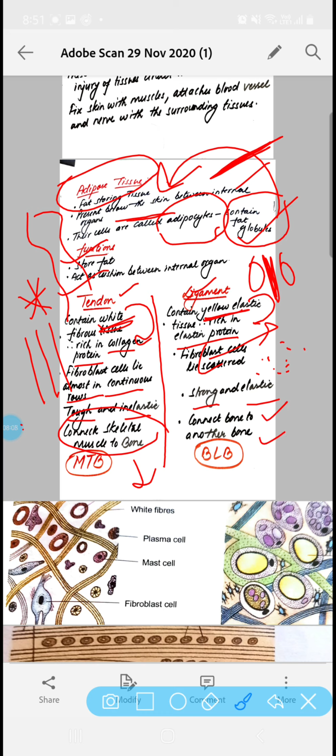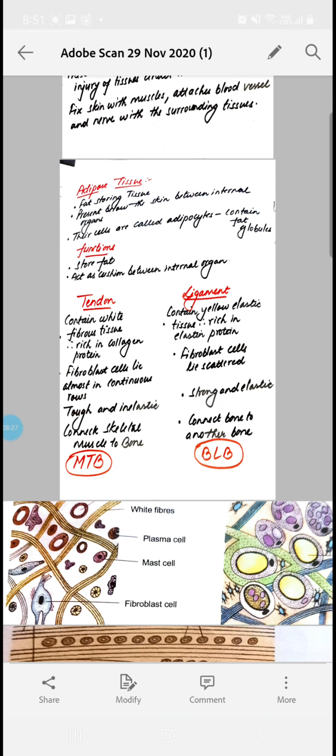You can learn this connection by using the mnemonic MTB. MTB means muscle, tendon, bone. BLB: bone, ligament, bone. So this difference, I am again repeating, is very, very important.